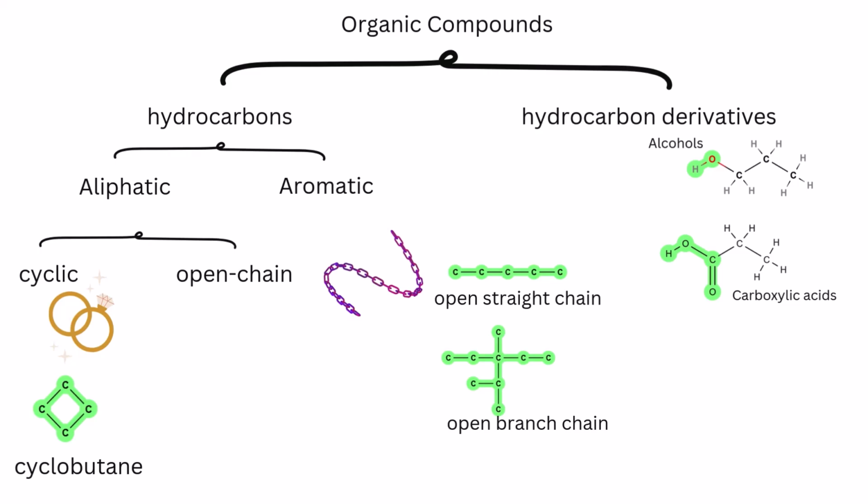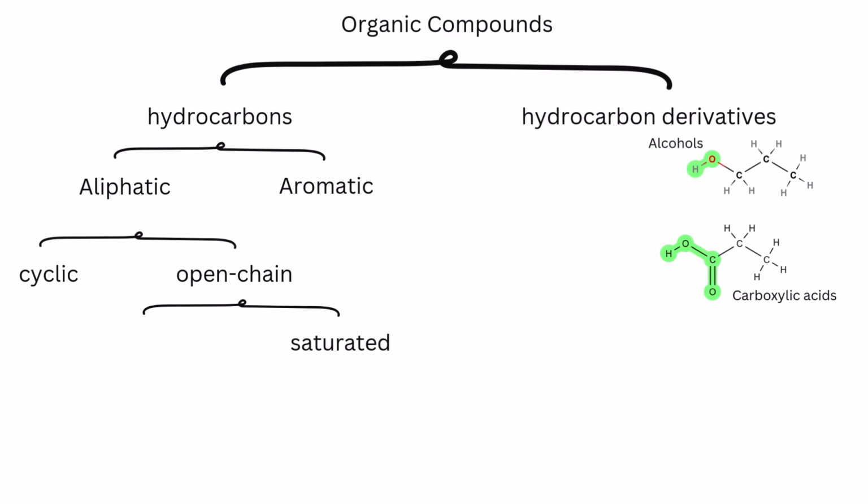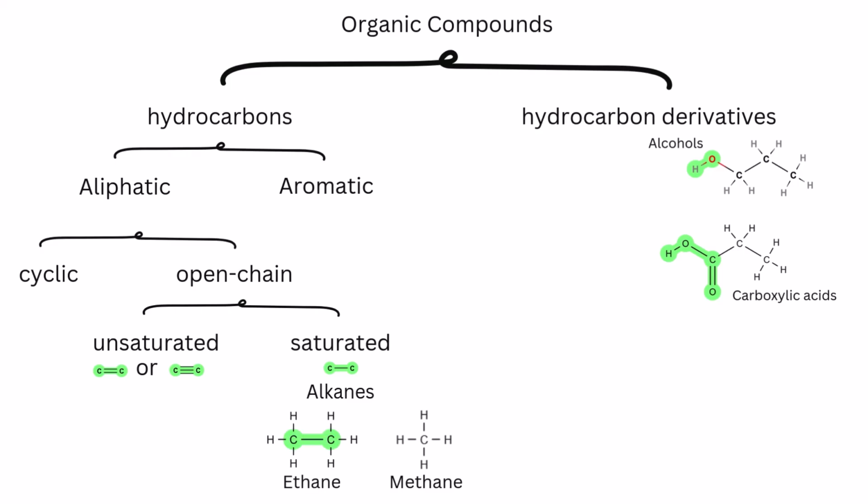Now, open chain hydrocarbons can be further split into saturated hydrocarbons, which means no double or triple bonds, just single bonds all the way, and unsaturated hydrocarbons, which do have double or triple bonds. The saturated ones are called alkanes, like methane and ethane, just simple single bonds. Then you have alkenes, like ethene, which have at least one double bond. And lastly, there are alkynes, like ethyne, which comes with a triple bond.